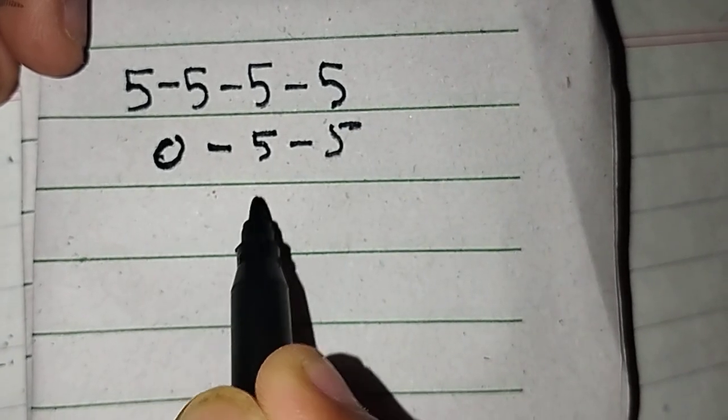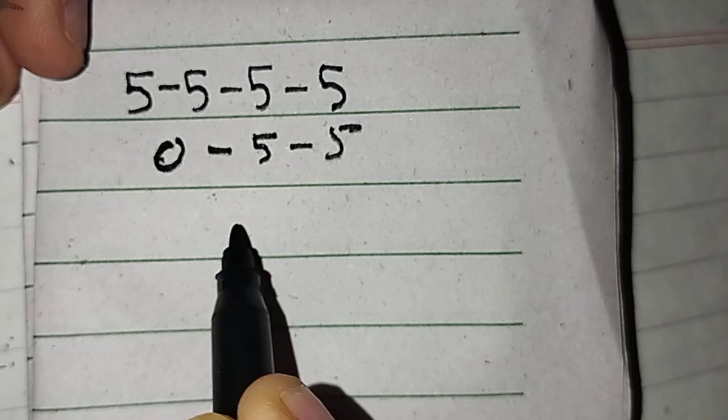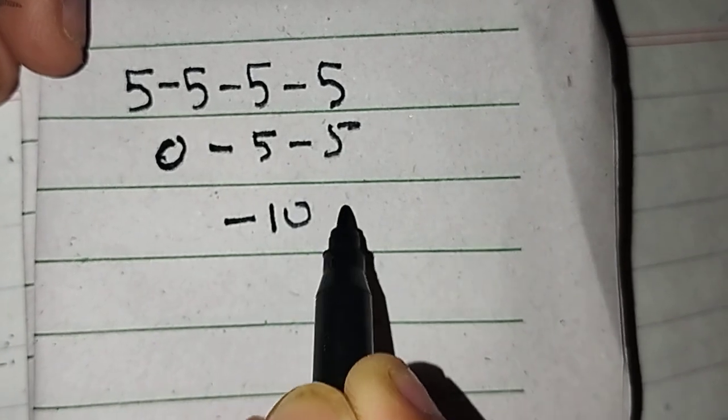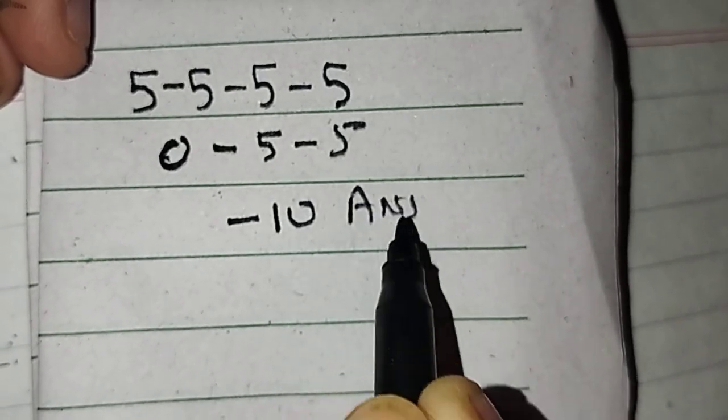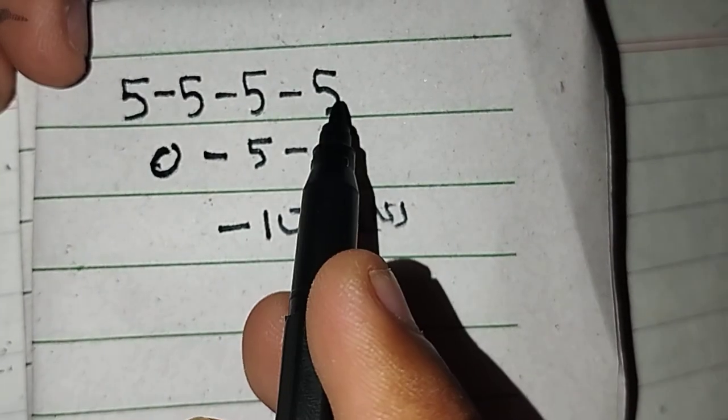Then minus 5 and minus 5, it means minus 10. So this is the right answer, minus 10. Okay, if we solve from right to left, 5 minus 5 minus 5 minus 5 is minus 10. Okay, and minus 10 minus 5 is minus 15.